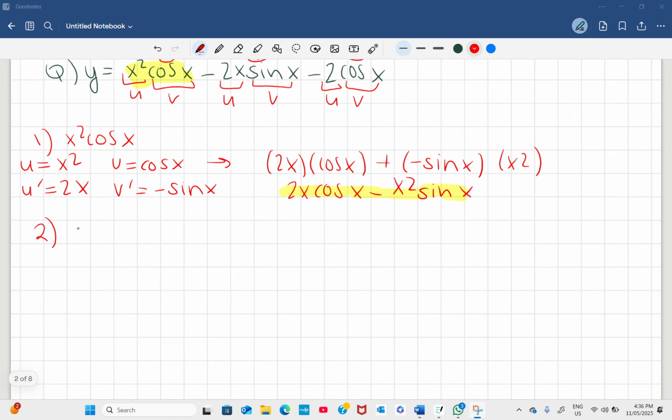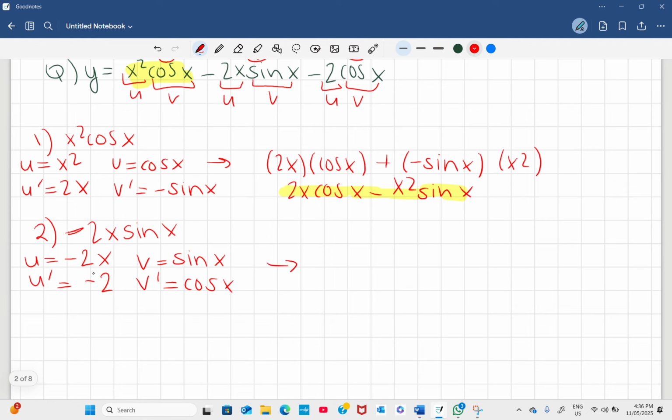Now for the second bit, I'm gonna take the negative with it, so I can just add them in the end without having to worry about the negative. Negative 2x sine x. My u is negative 2x. My u prime is gonna be negative 2. My v is sine x. My v prime is gonna be cosine x.